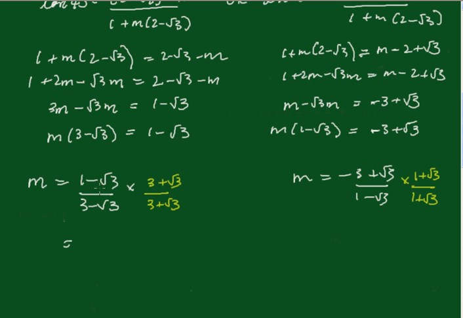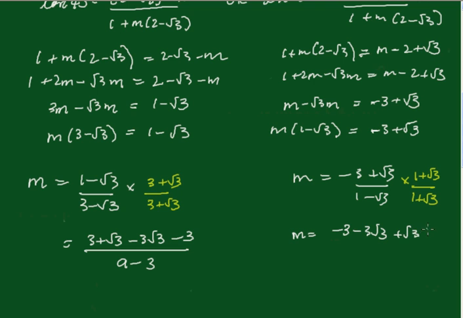So, multiplying this out, we're going to have 3 plus root 3 minus 3 root 3 minus 3, all over 9 minus 3. This one, that's minus 3 minus 3 root 3 plus root 3 plus 3, all over 1 minus 3.